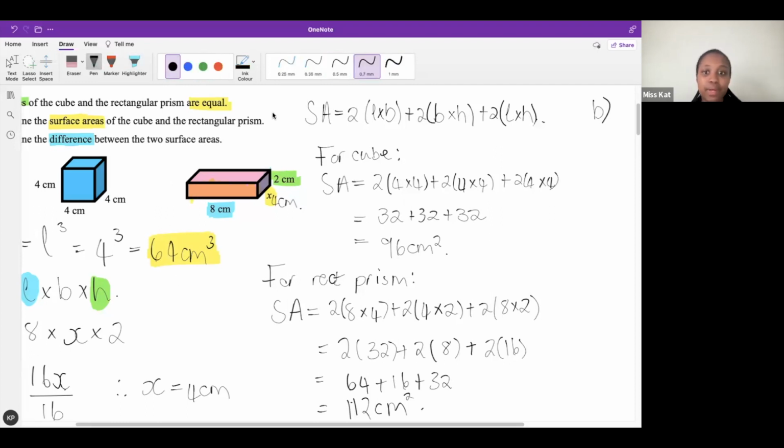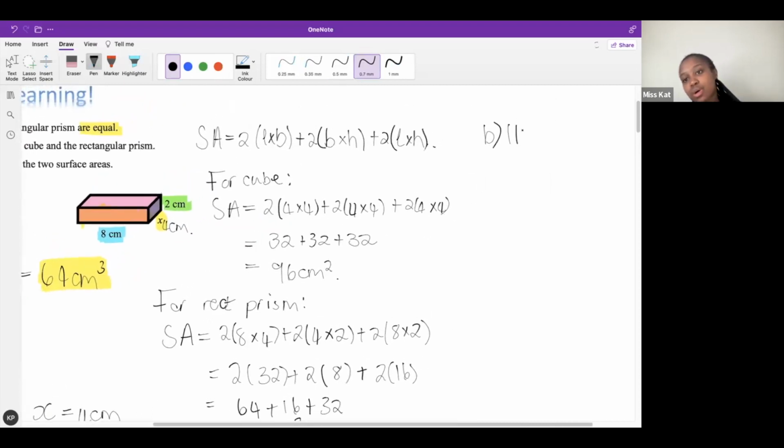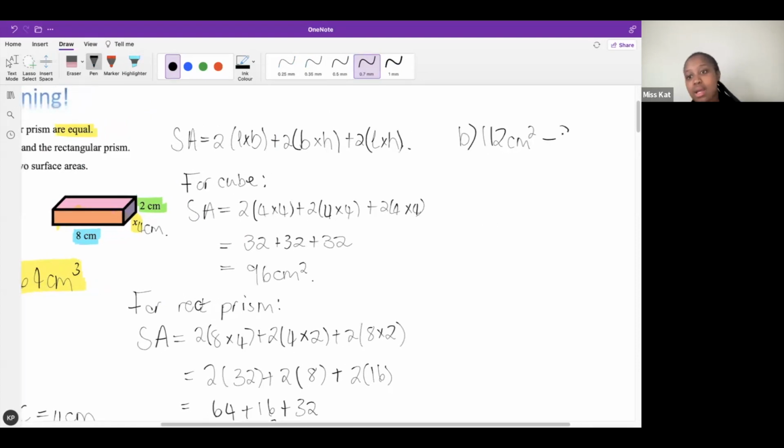You are welcome. Okay, let's find the difference. The difference will then be 112 centimeters squared minus 96 centimeters squared. So what is the difference between my two surface areas? 16 centimeters squared. Nice.